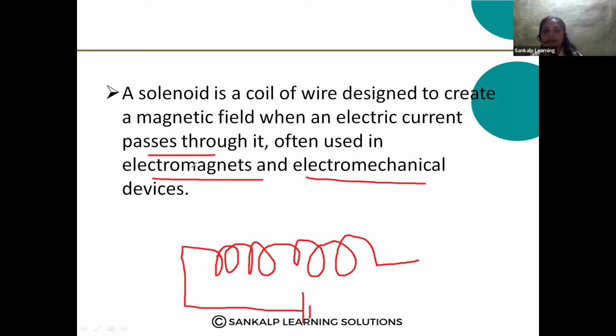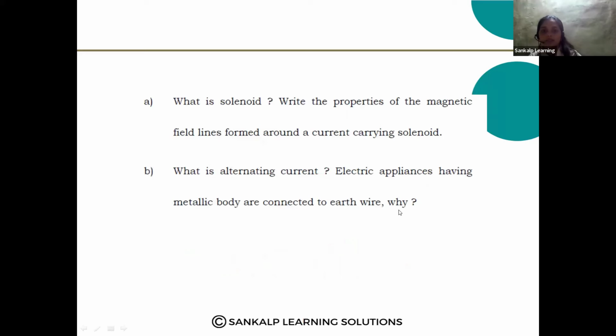Then what is the second question? Second question is, write the properties of the magnetic field lines formed around the current carrying solenoid. How are the magnetic field lines produced around the current carrying solenoid?